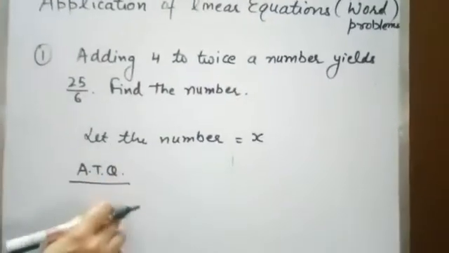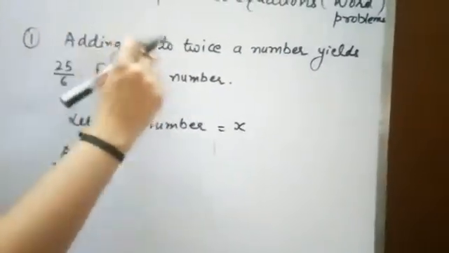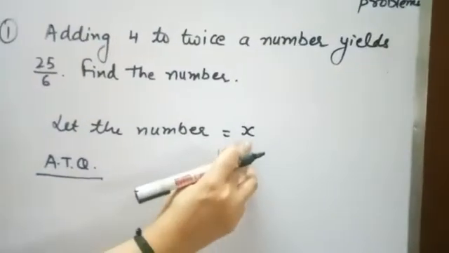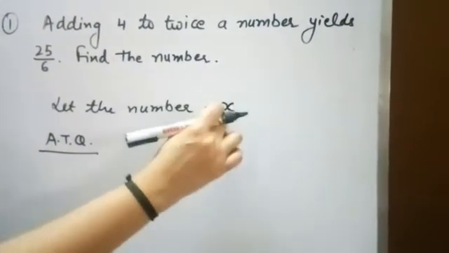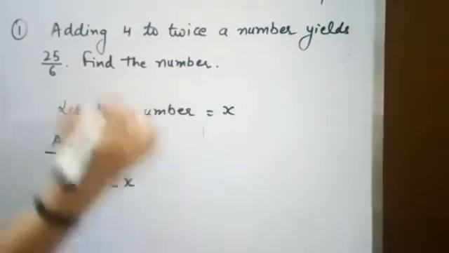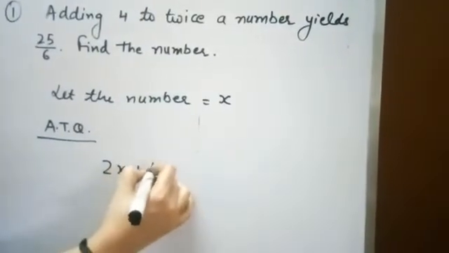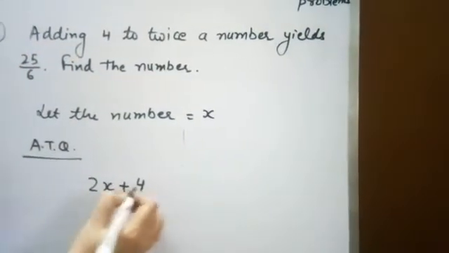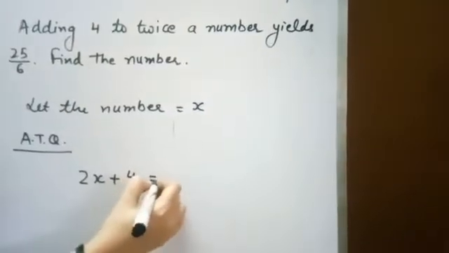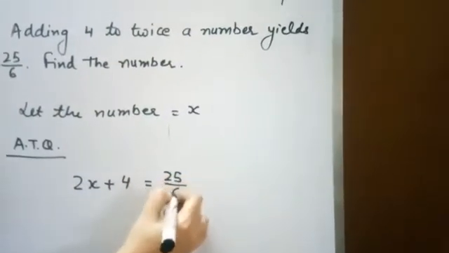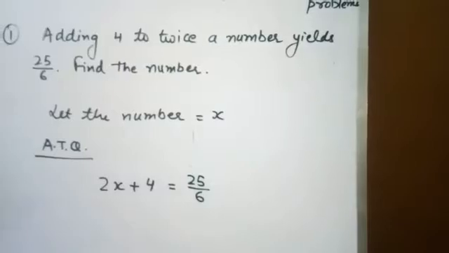The second step, to form an equation. Adding 4 to twice a number. You have taken that number as x and twice that number is 2x. Adding 4 means when you add 4 to twice that number, it yields, meaning gives the result, 25 by 6. Now we have formed an equation.